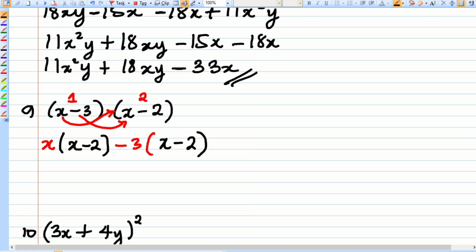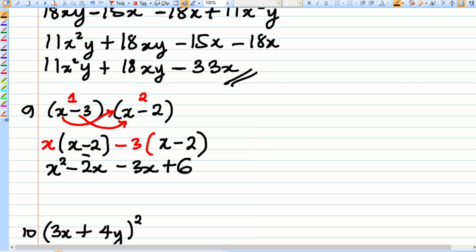We have x times x, here is what? x squared. x times negative 2 is what? Negative 2x. Minus 3 times x is minus 3x. The negative in front of 3 and the negative before 2: minus minus, you see that's plus. So 3 times 2 is 6.